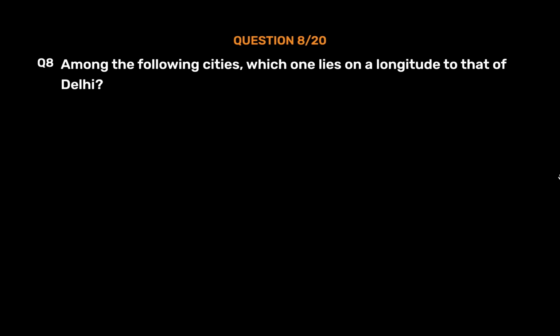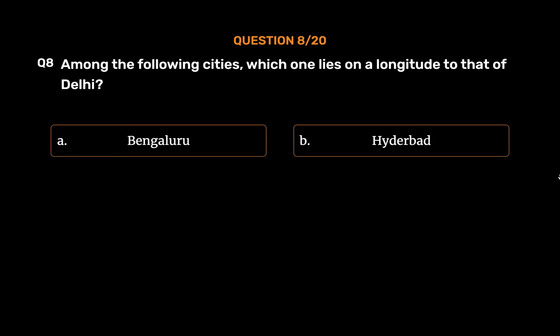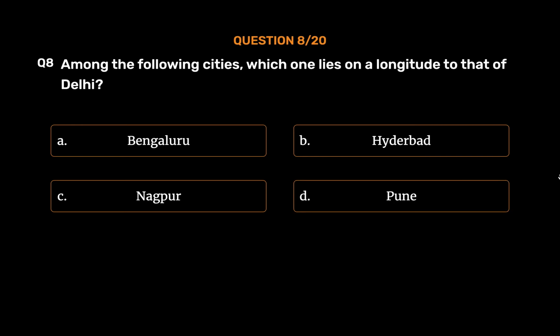Question number 8. Among the following cities, which one lies on a longitude similar to that of Delhi? Option A: Bengaluru. Option B: Hyderabad. Option C: Nagpur. Option D: Pune. The correct answer is option A: Bengaluru.